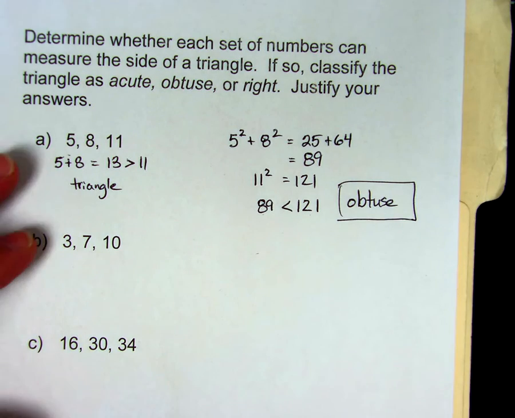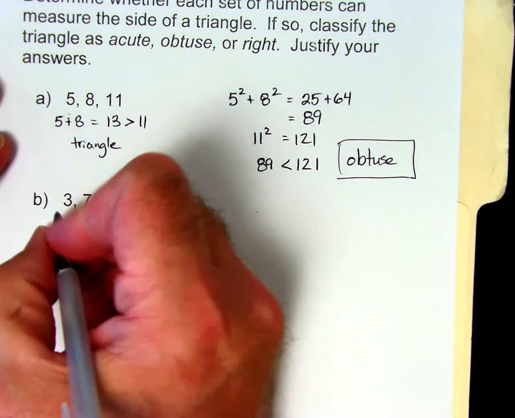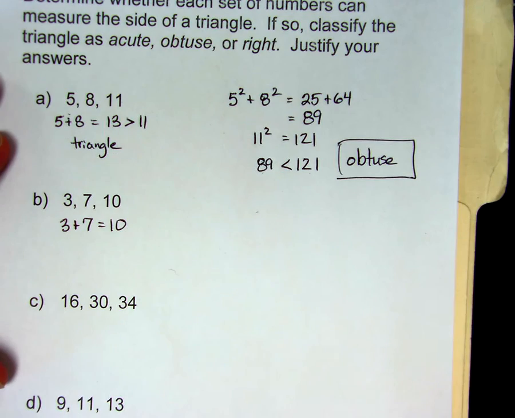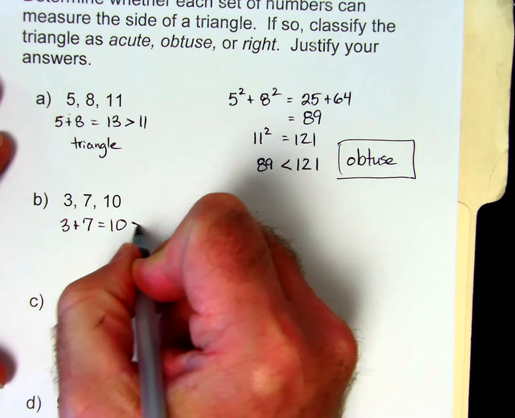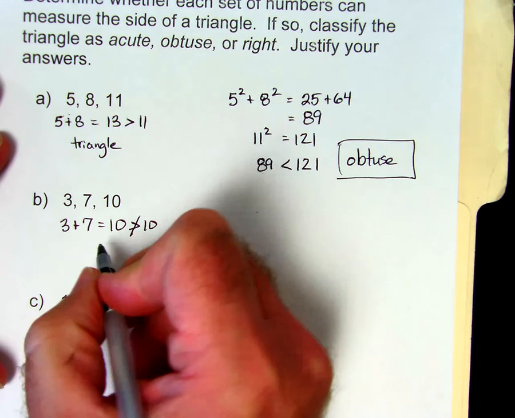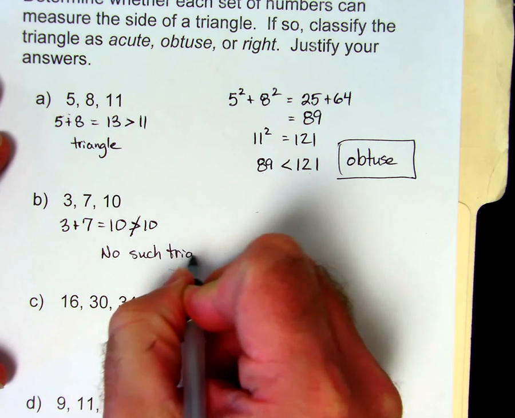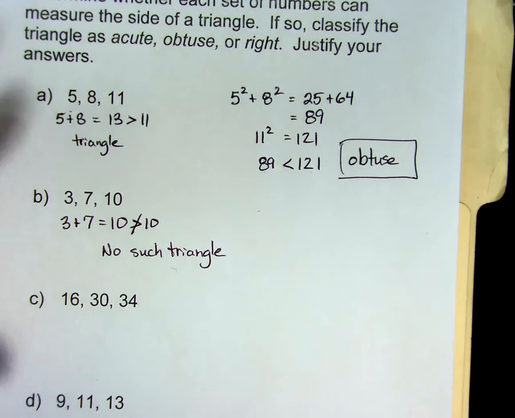Okay, moving on to B. Here, if I add 3 plus 7, I get 10. Oh, 10 is not greater than 10. So there is no such triangle. Remember, the two shorter sides have to have a sum that's greater than the third side. If they're equal, no, there's no triangle. So I wouldn't need to go any further with that one.